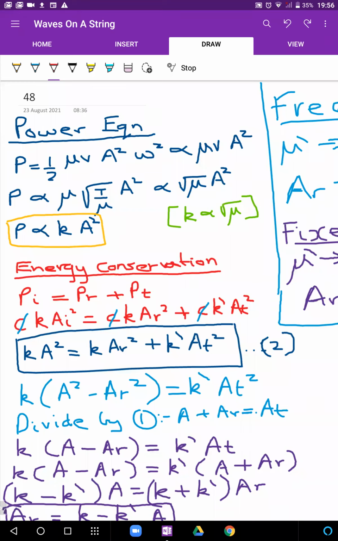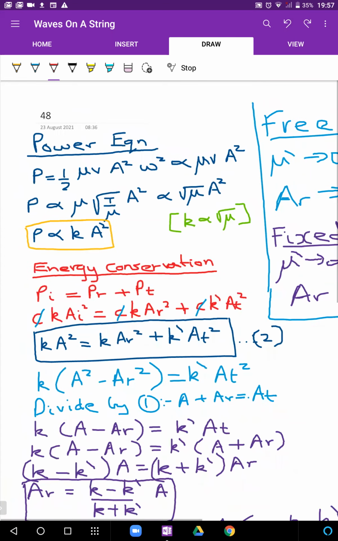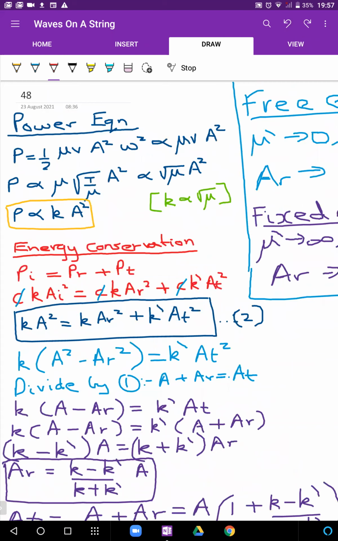Then I took AR to the right hand side and brought A to the left hand side. So on the left hand side, A becomes (K minus K dash) A, and on the right hand side, AR becomes (K plus K dash) AR. So from here we now have a result for AR. The formula for AR is (K minus K dash) upon (K plus K dash) times A. This is the formula for AR.